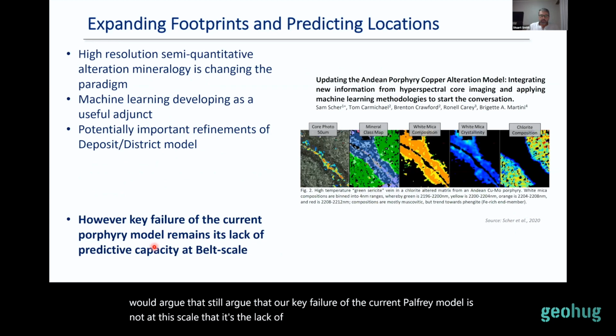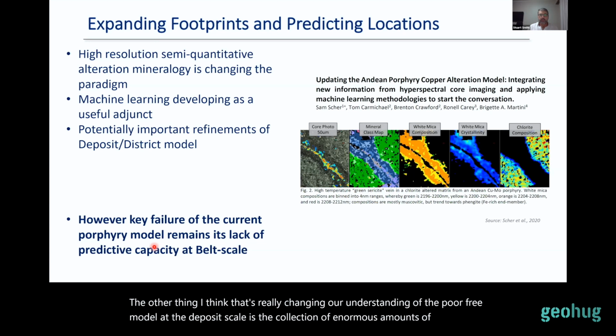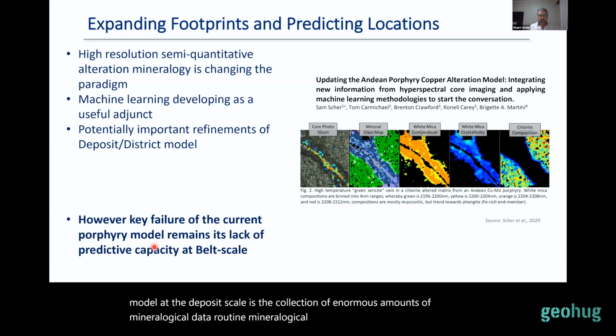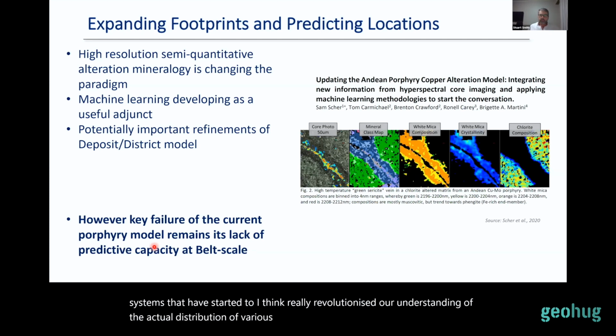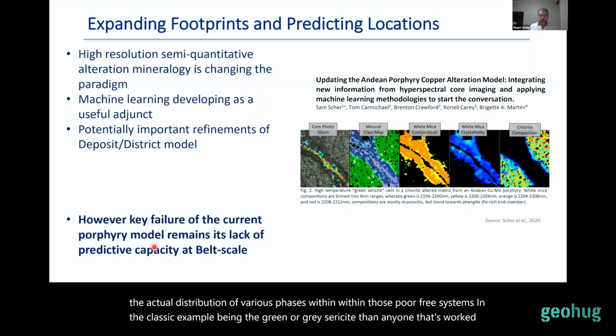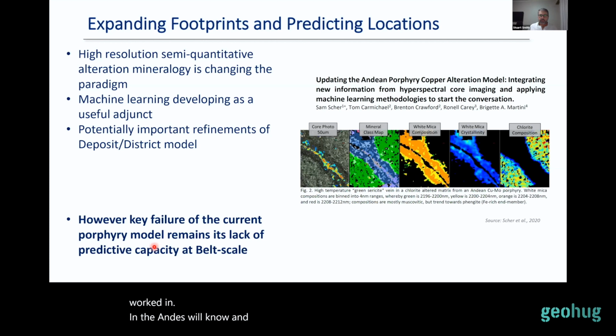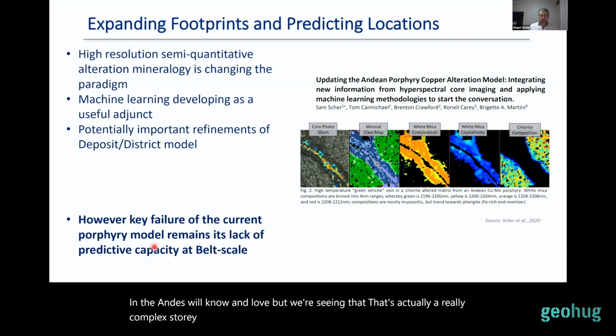The other thing I think that's really changing our understanding of the porphyry model at the deposit scale is the collection of enormous amounts of routine mineralogical data, combined with fancy analytical systems, that have started to really revolutionise our understanding of the actual distribution of various phases within those porphyry systems. The classic example being the green or grey sericite that anyone that's worked in the Andes will know and love. But we're seeing that that's actually a really complex story, far more complex than the traditional published models would suggest. And that is going to have, I think, an impact on our ability to navigate at the district scale.